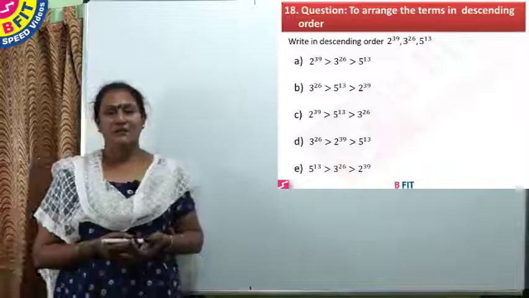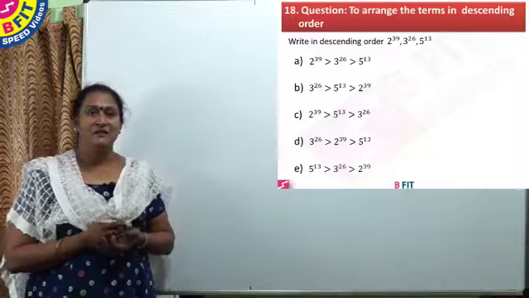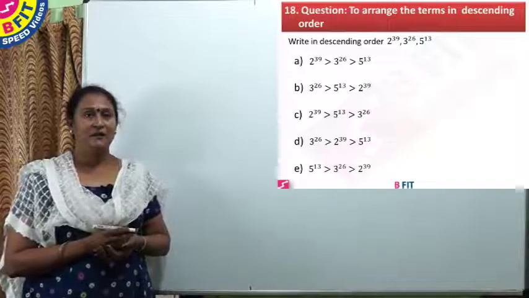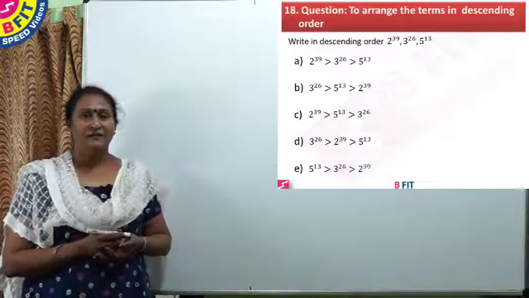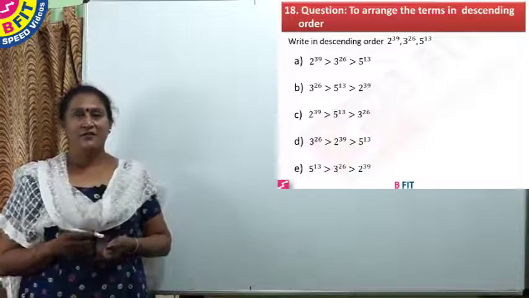So we'll see the next question, question number 18. Write the given numbers in descending order. The numbers are 2 power 39, 3 power 26, 5 power 13. So we'll see the workings.